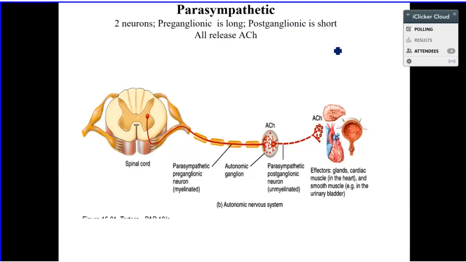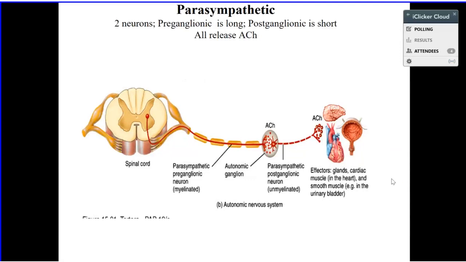Okay, so let's look at this picture. How many neurons do we have in this picture? Motor neurons. We have 2. What do we call that first motor neuron? Preganglionic. What do we call that second motor neuron? Okay, what is the only thing that this system releases? Acetylcholine.